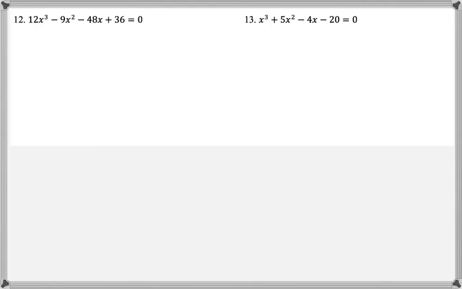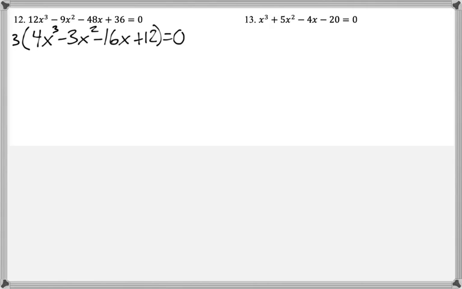On number 12, my first step is to factor out the GCF. So I can take out a 3 out of all 4 of these terms, and that will leave behind a 4x cubed minus 3x squared minus 16x plus 12.